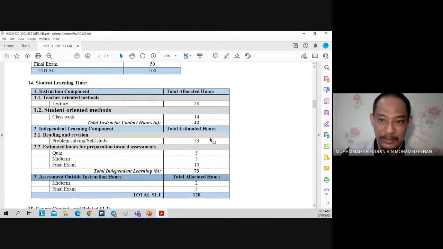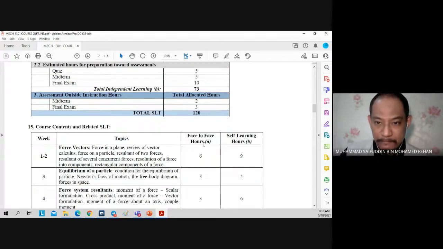So it is expected. Do not be surprised if you are expected to do revision, to do problem solving, etc. outside of class, because normally if you look at any course outline, it will already indicate the amount of hours normally required for any student to really understand the subject, right? So I'll just highlight this first so that you understand this.